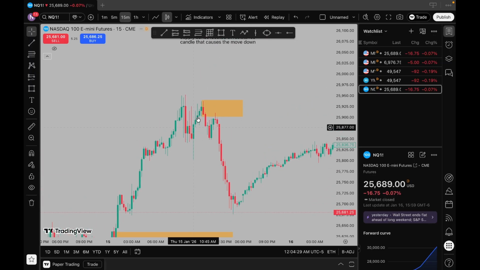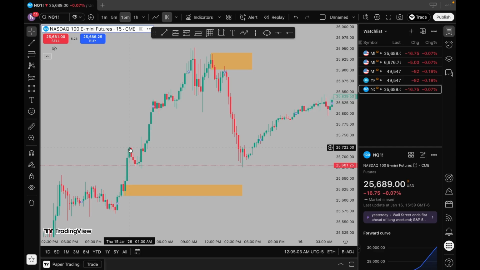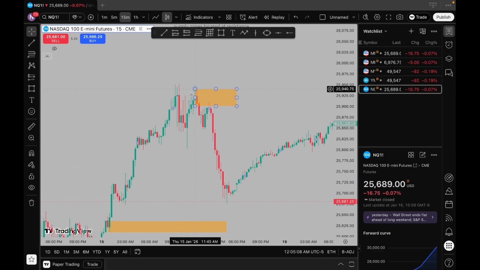And same thing with demand zones. It would be a rally, base. No, sorry, those are continuations. Damn, I'm getting myself confused. So it's the opposite. It'd be a drop, base, and then a rally. That would be a demand zone. There we go. So drop, base, rally. And then for a supply zone, it would be a rally, base, drop.